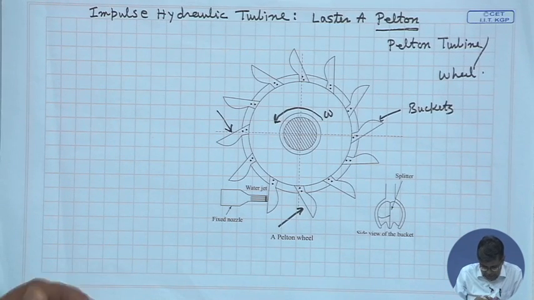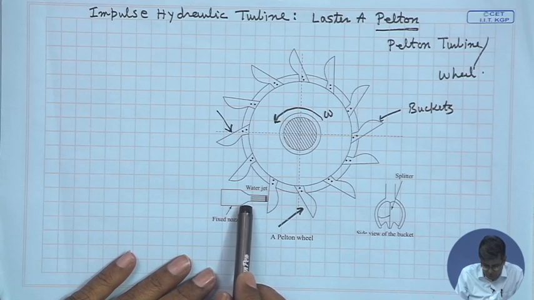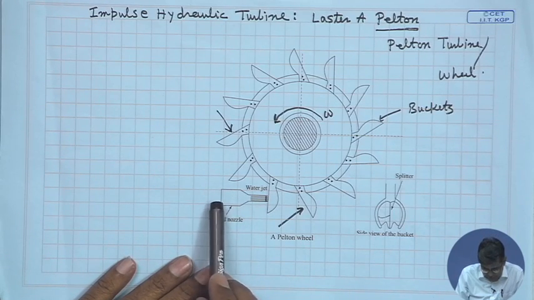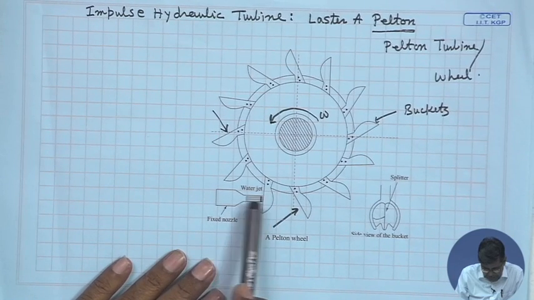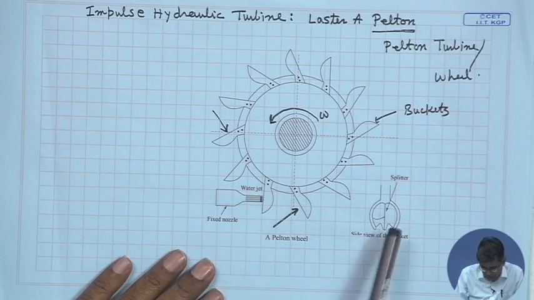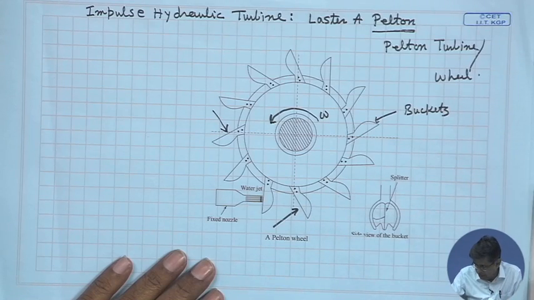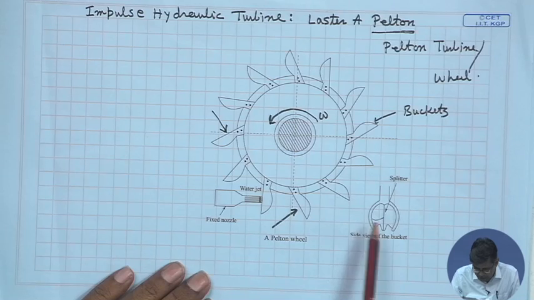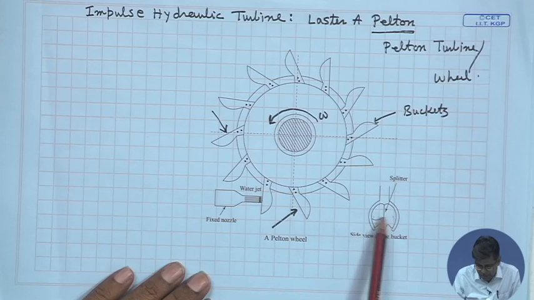And there are one or more nozzles which are fixed, which direct a water jet with high velocity to hit this bucket, which hits this splitter ridge, and the splitter actually divides the flow into two equal halves, these two sections of this spoon shaped bucket.